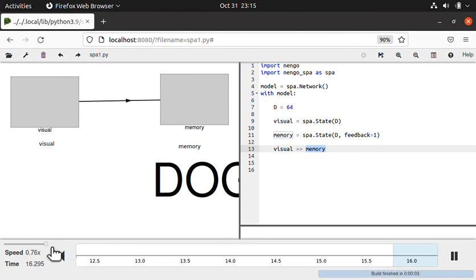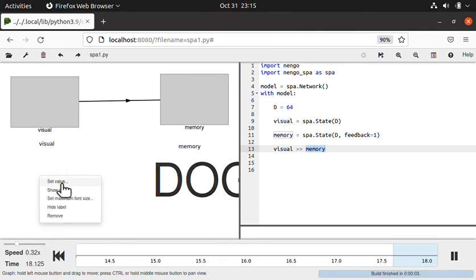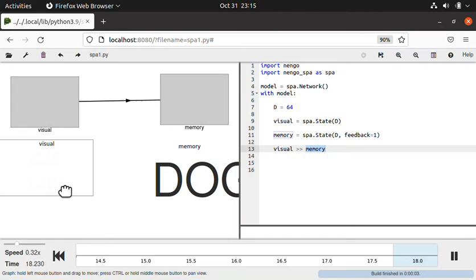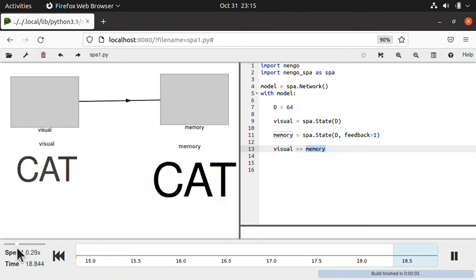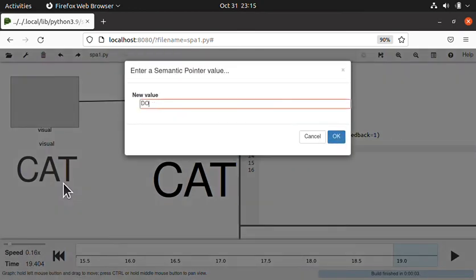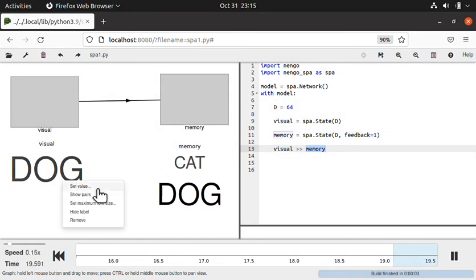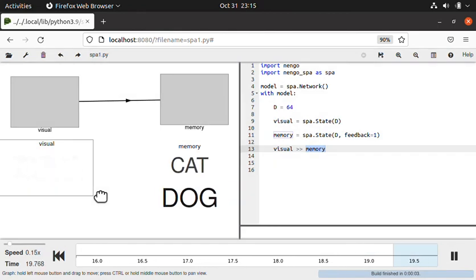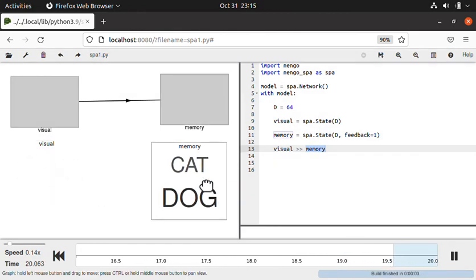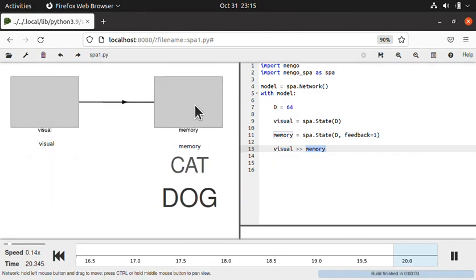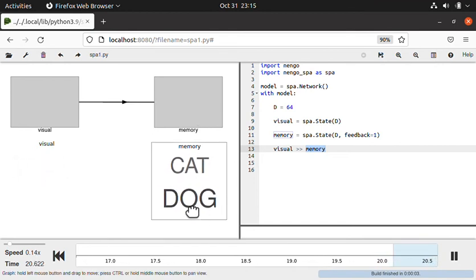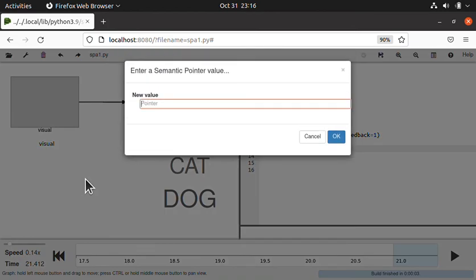All right, that transitioned really quickly. I'm going to slow time down a little bit. Feed in cat. Maybe you want to slow down time even more. Feed in dog. Take it away. Oh. Now this memory thing has a vector in it that is kind of similar to cat and kind of similar to dog. Okay. And feed in rat.